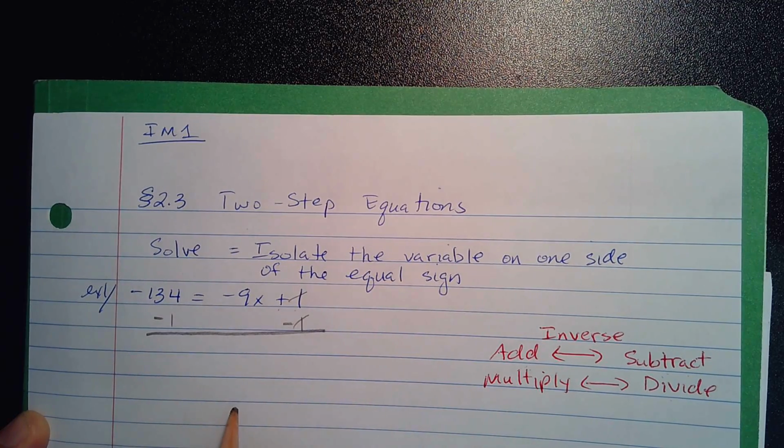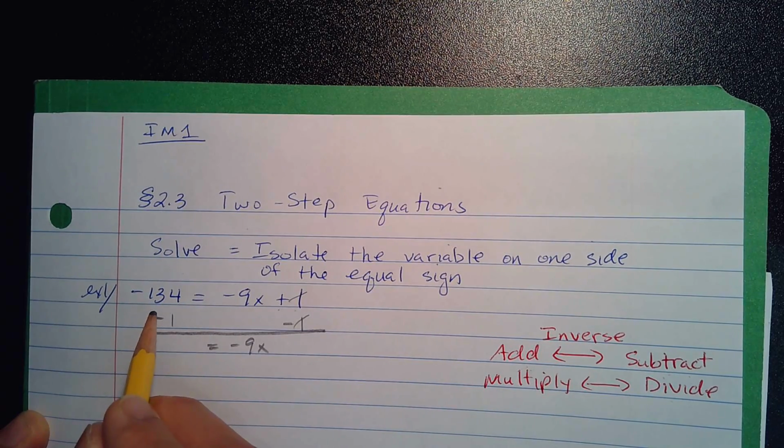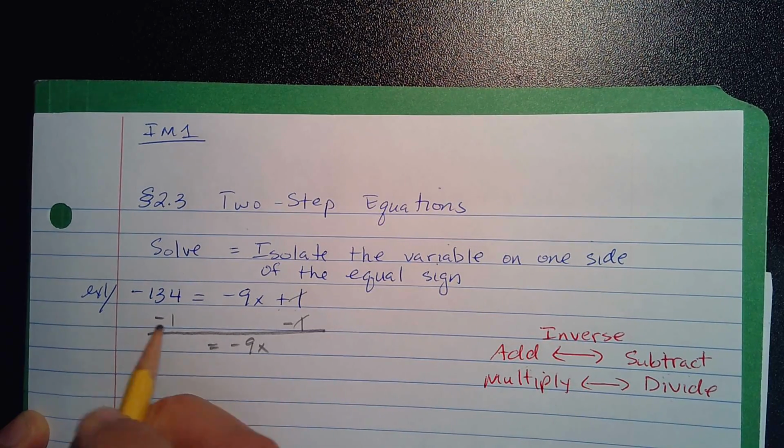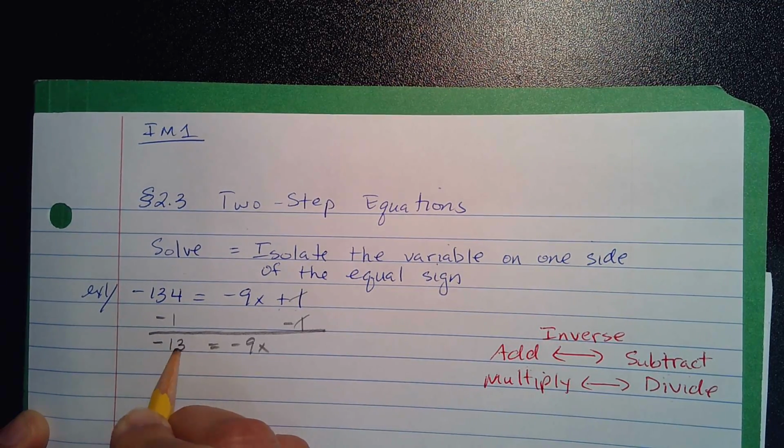So 1 minus 1 is 0. We have negative 9x. Negative 134 and negative 1. If the signs are the same, we add. So this is negative 135.